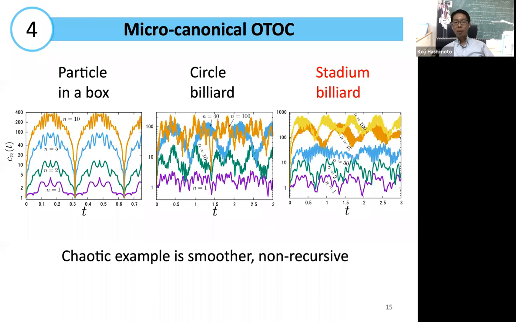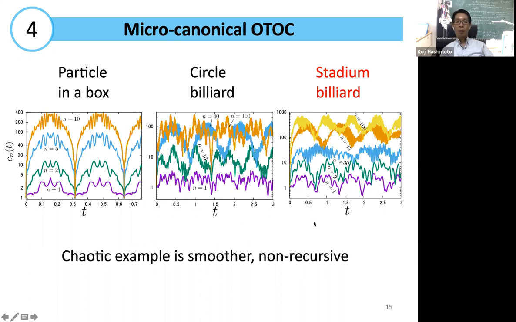So it's non-recursive. And stadium billiard looks like this. Again, it does not come back to the original point. It's not periodic. So in the chaotic example, if you approach from here to here, it looks a little bit smoother and non-recursive. However, one point is that although circular billiard is integrable, there is no clear distinction between these two.